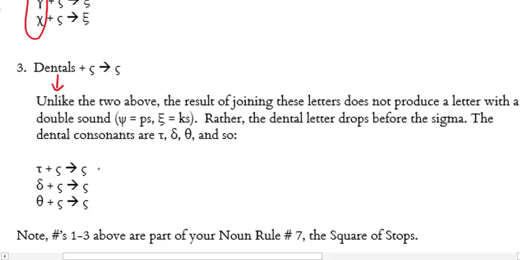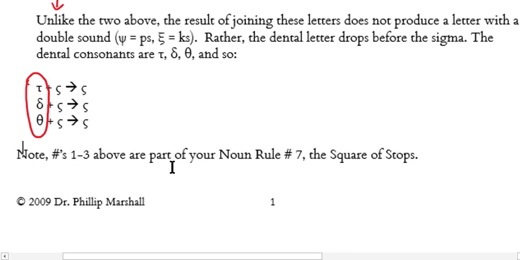Okay? So what are my dentals? Well, those are the sounds that are produced with the tongue hitting the back of the front teeth. T, d, and th. You see how the tongue is making contact? Y'all say it. T, d, th. We're hitting the back of the teeth there with our tongues. Those are dentals. And dentals followed by a sigma, we produce just the sigma with the dental falling out. Okay, the teeth fall out. And when that happens, you won't be able to see which dental you started with. But the genitive singular will tell you what it was. Okay?